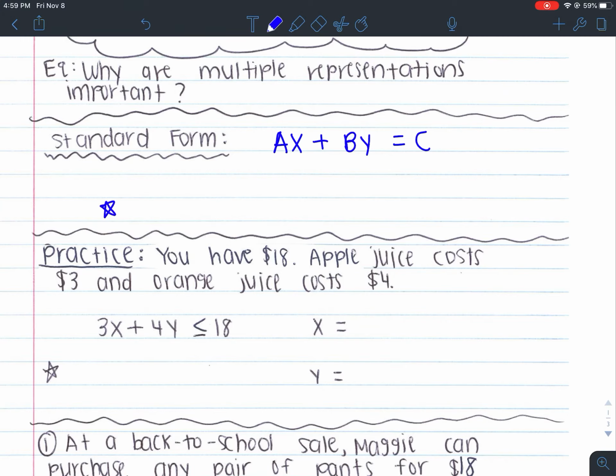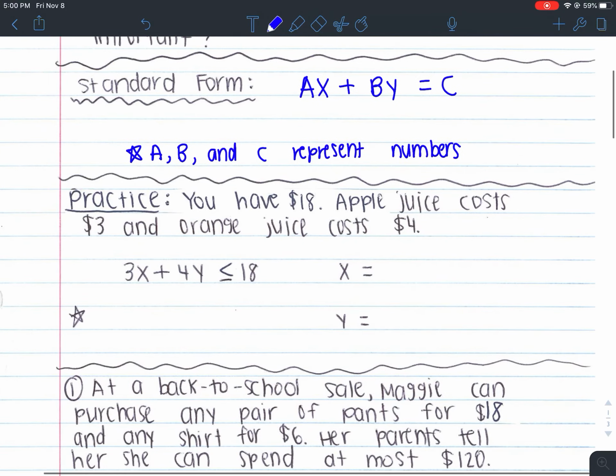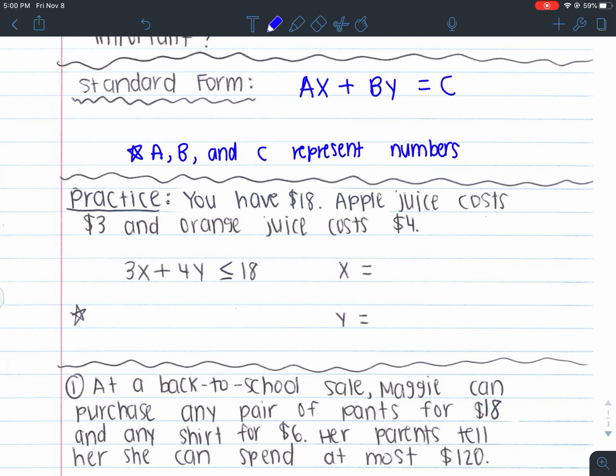And I just want to make a note that A, B, and C represent numbers. So normally you'll see a number there. You're not going to see the A, B, and C letters, but you should be able to identify them if you are asked to. Before we move into actually writing in standard form, we're going to have some practice just talking about the setup and why it looks that way.